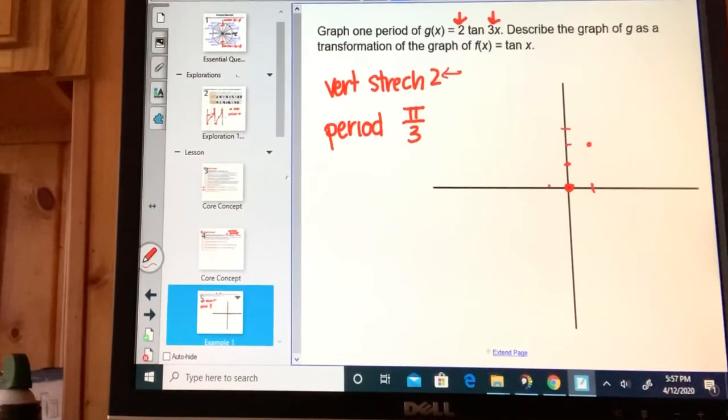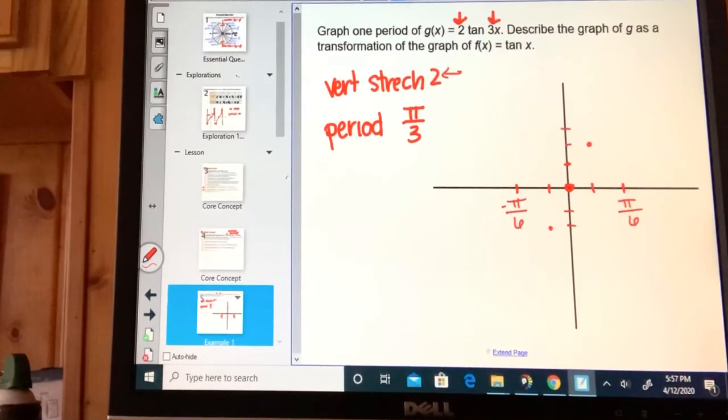Okay, so if I go 1 notch over here, it should be at -2, because that's 1 notch. If I go 2 notches over on each side, that's where my period should be. I'm going to say this is pi over 6, and this is negative pi over 6.